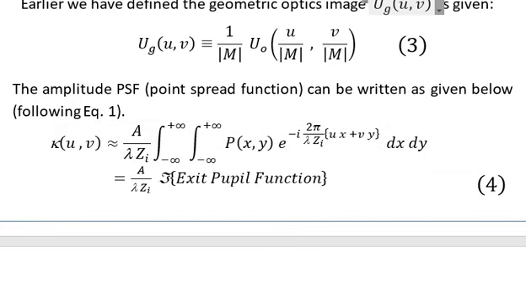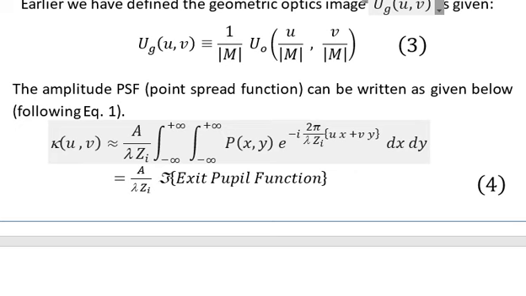So you see that we can write kappa as a function of u and v equivalent to a over lambda zi double integration of p of x comma y e to the power minus i 2 pi over lambda zi into u x plus v y. Integration is with respect to dx and dy.